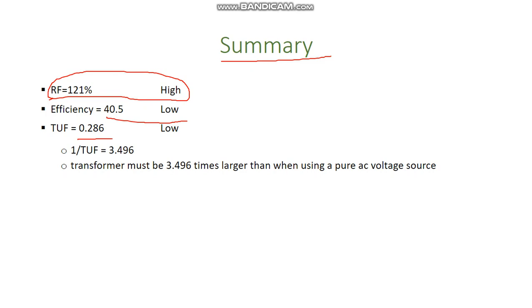And the total utilization factor is 0.286, which is very low, and the inverse of this total transformer utilization factor is 3.496. This value signifies that the transformer must be 3.496 times larger than when using a pure AC voltage source.